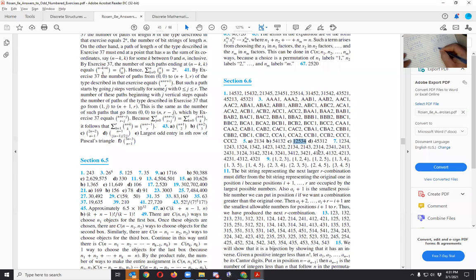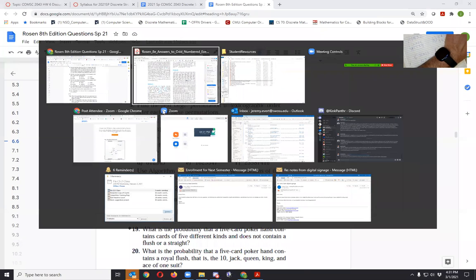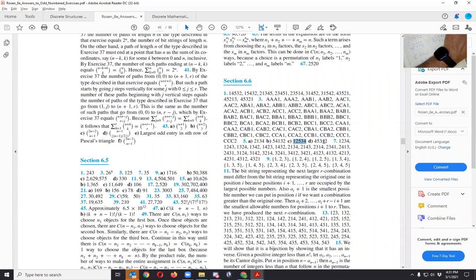Now let's take a look at D. D is going to be 4, 5, 2, 3, 1. Well, we can't switch the 1 and the 2 because that would make it smaller, but we can switch the 3 and the 2. And actually, we can do easier than that. We can do 4, 5, and then make this 3, 1, 2. So we'll kind of shift around the last three. 4, 5, 3, 1, 2.